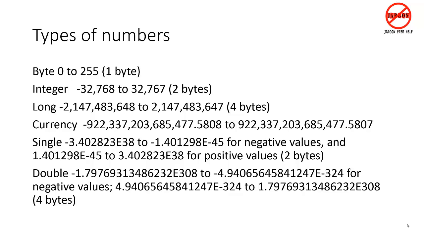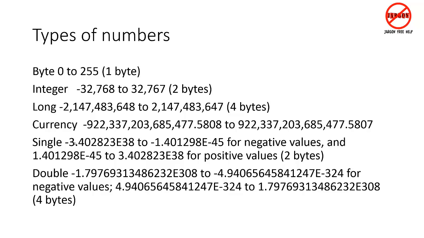They take up 4 bytes, and you can see a much, much bigger number there. What is that, roughly minus 2 billion to 2 billion? Very big number. You've got currency as well. I must admit, I never really use the currency one, but you can see it's got decimal places in here as well. If you want decimal places, then you would use something like a single or a double, and the single takes up only 4 bytes and a double 8. So in the scheme of things today, there's not really much in it.